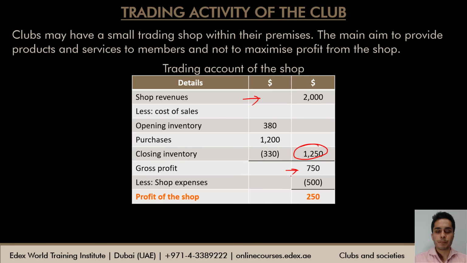Calculate the gross profit. Now, there are certain expenses that might be incurred specifically for the trading activity apart from your purchases. For example, you might pay rent for the trading shop. You might pay salary to the staff working under the trading activity. So these expenses will also be considered here to arrive at the final profit of the trading activity or profit of the shop. In this case, gross profit was 750. Now, shop expenses were 500. This could be in the form of salary, and the eventual profit from the trading activity is $250.